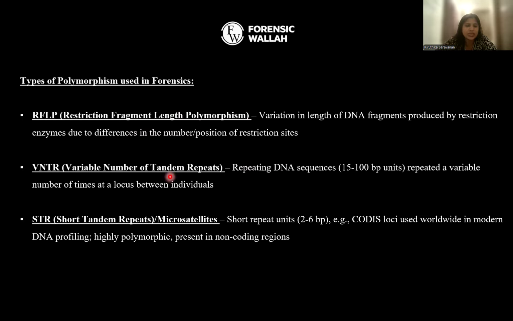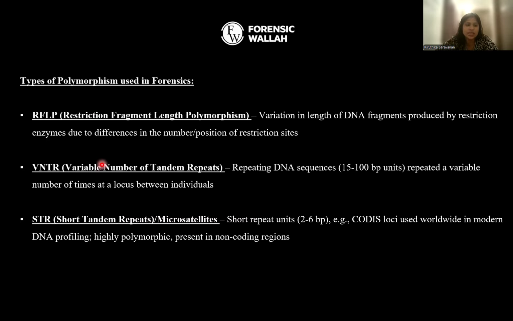Now coming to VNTR. You have a homologous DNA sequence and you cut the DNA sequences by using restriction enzymes, and then you see the variations between them. By either gel electrophoresis or Southern blotting you are able to segregate the bases and analyze them. That is basically RFLP. There is a deviation or variation in the length of the DNA sequence.